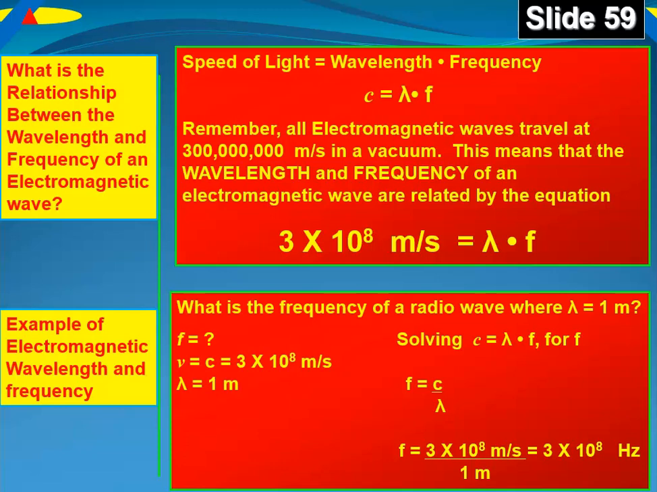So solving the equation for f, you divide both sides by lambda, and you get frequency equals speed of light over wavelength. That would be 3 times 10 to the 8th over 1, and so that would be 3 times 10 to the 8th hertz. So it would have a frequency of 300 million cycles per second, or hertz. Generally, electromagnetic waves have very high frequencies and very short wavelengths.